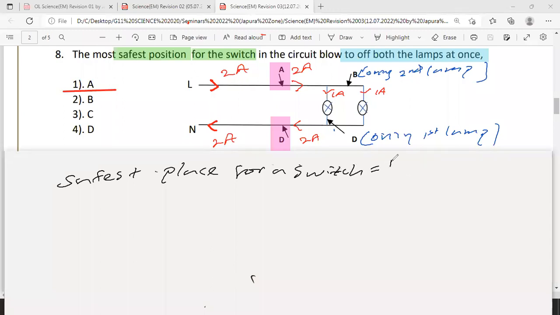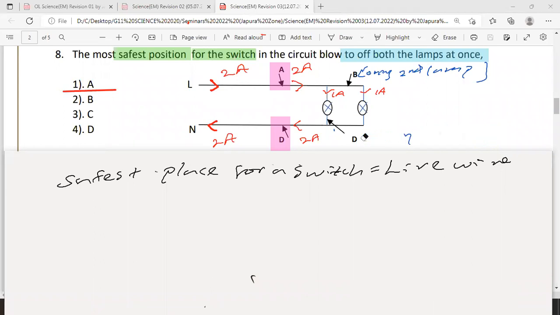Which is what? Live wire. Because current enters from the live wire, the red one. So there are standard colors: live wire red or brown, neutral wire blue or black, and earth wire yellow or green. Now I'll give one example.